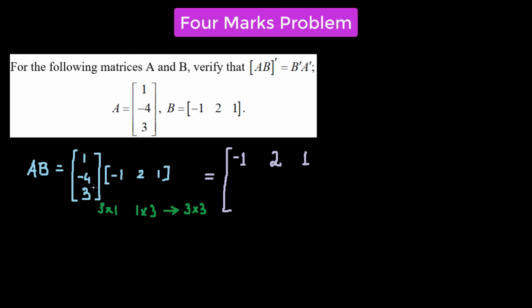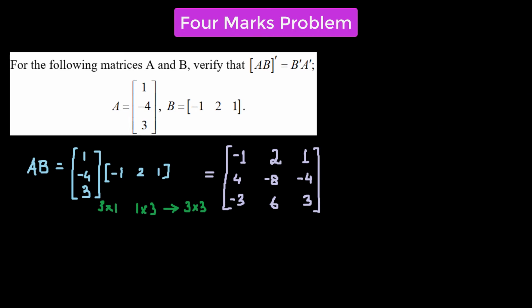So following the algorithm, negative 4 times negative 1 is positive 4. Negative 4 times 2 is negative 8. Negative 4 times 1 is negative 4. 3 times negative 1 is negative 3. 3 times 2 is 6. And 3 times 1 is simply 3. So this is our matrix AB, the product of A and B.